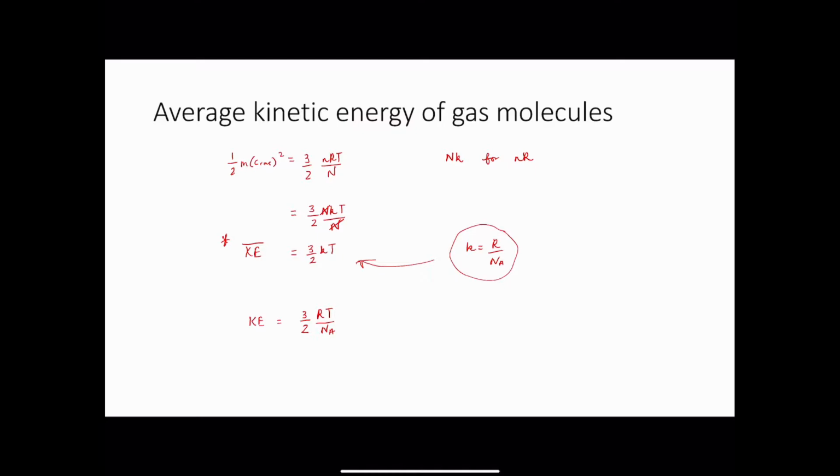So we use this formula to find the average kinetic energy of a molecule, and we use this formula to find the average kinetic energy total. Let's have a look at some examples to see what I actually mean here.